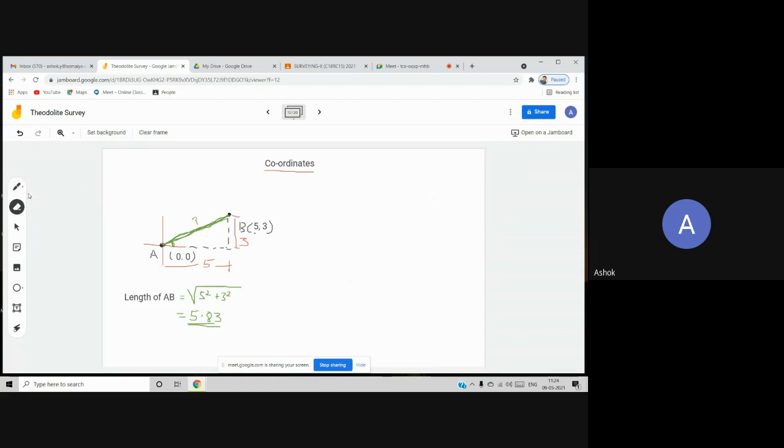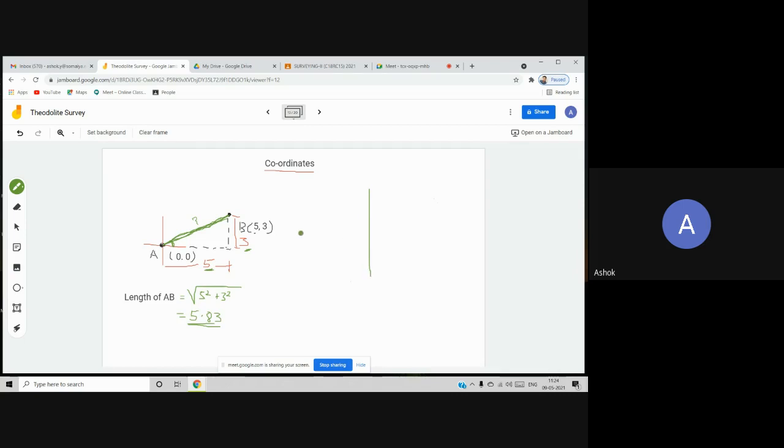Now, whatever we are going to learn now is similar to this one only. So here, this line AB we will call a survey line. And this 5 and 3 are nothing but the coordinates of this survey line, right? AB is a survey line, 5 and 3 are the coordinates of the survey line. That means how much it is going towards.